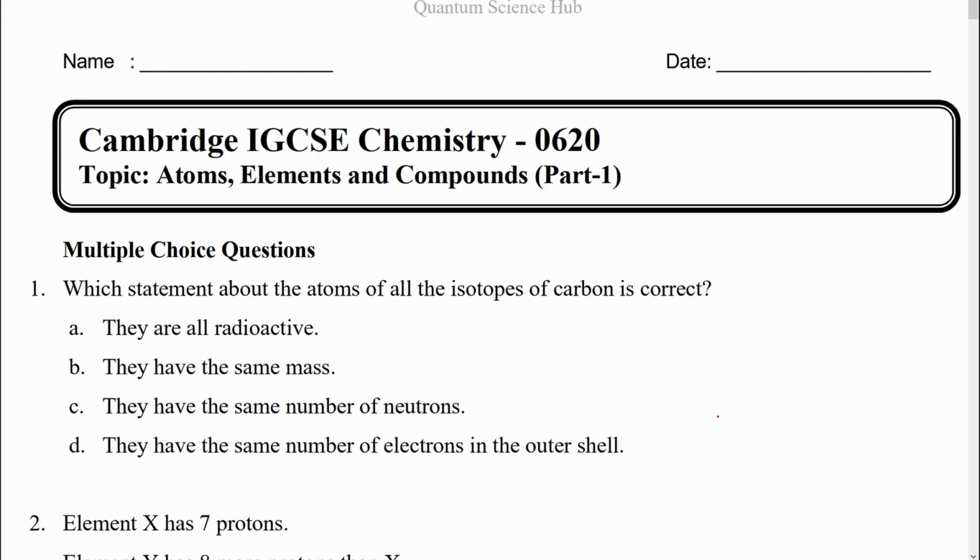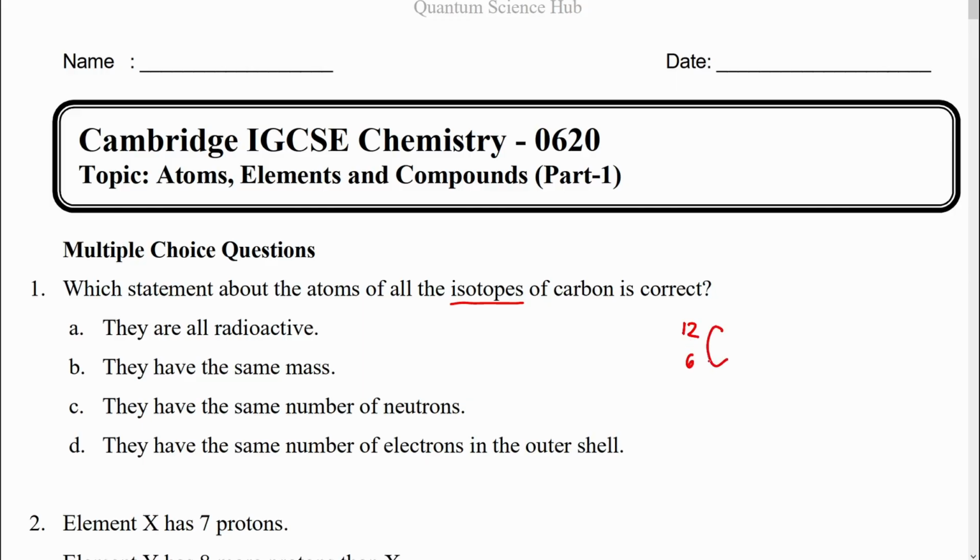Which statement about the atoms of all the isotopes of carbon is correct? To answer this question, you have to know and understand the definition of isotopes. Isotopes are the elements with the same number of protons but different number of neutrons. So let's take one example here, carbon-12, with atomic number 6.